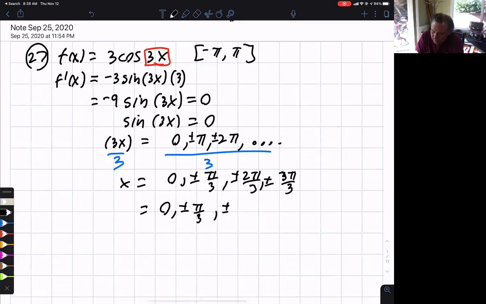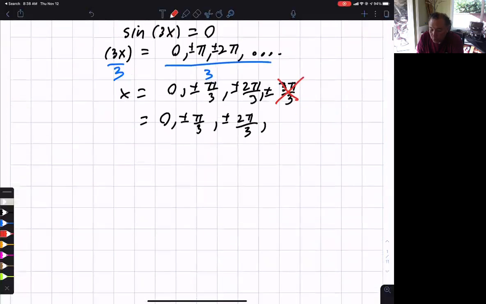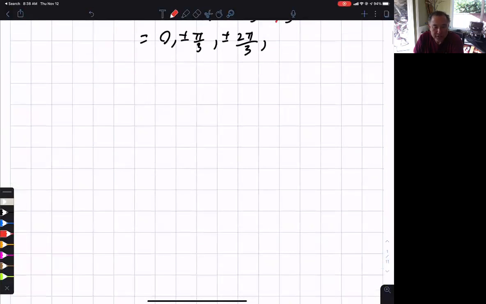Wow, this is going to be a lot of work. Now, that's pi. My domain is from -pi to pi. Endpoints are not critical points. So these are not critical points. Only interior points are critical points. So those are the only possible locations where the derivative can change signs.